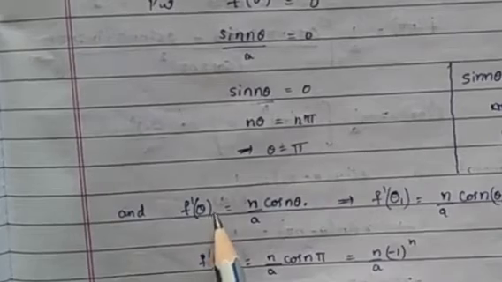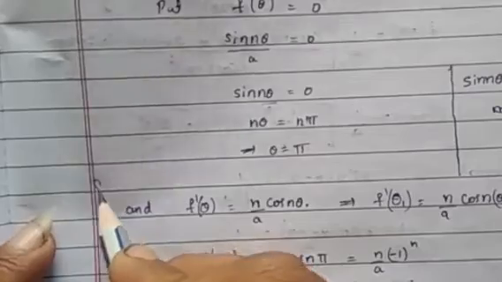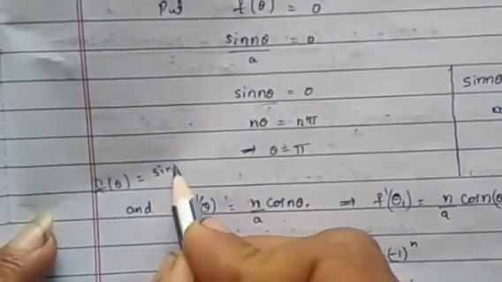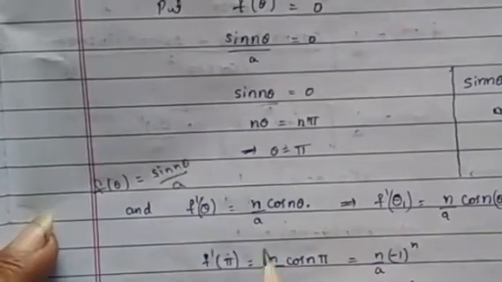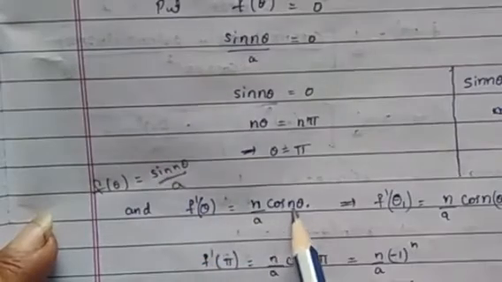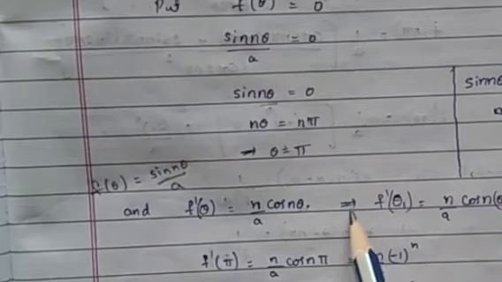Next, f dash of theta is the differentiation of f of theta. What is f of theta? F of theta is equal to sin n theta by a. 1 by a is constant. Sin n theta differentiation is cos n theta. N theta differentiation is n. This implies f dash of theta 1 is equal to n by a cos n theta 1.